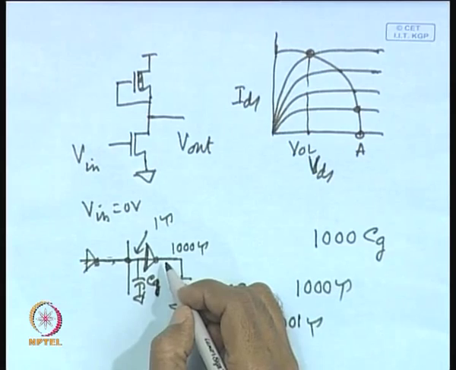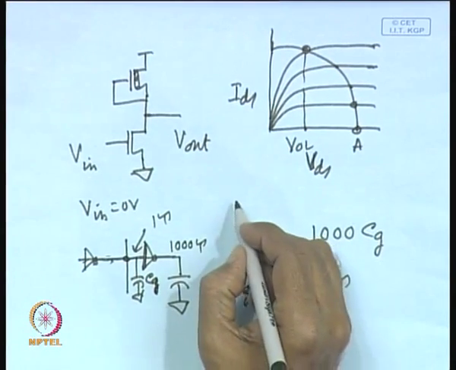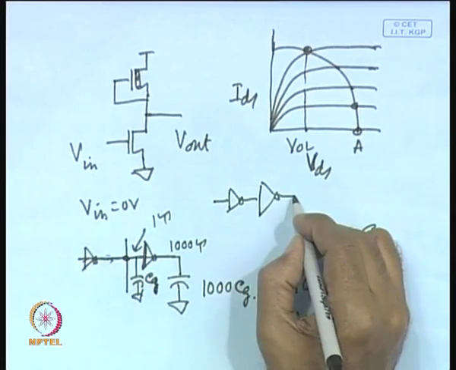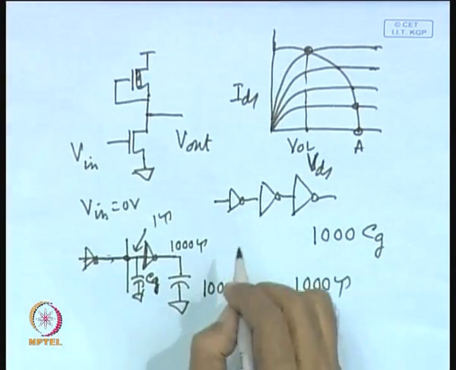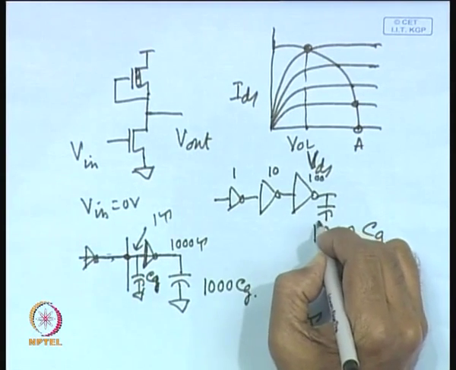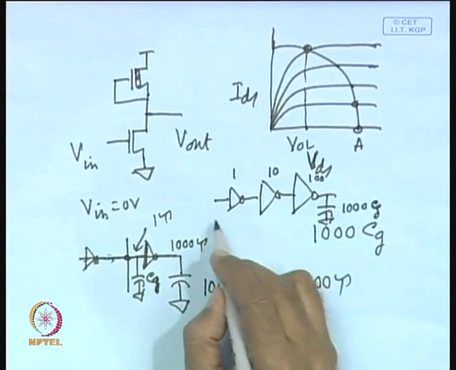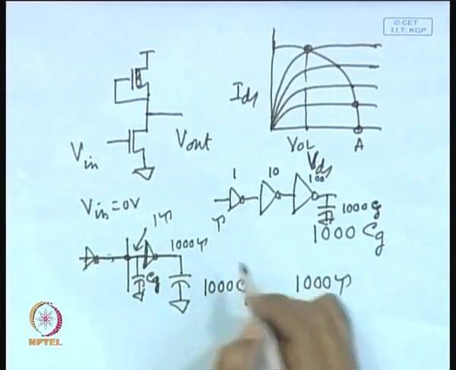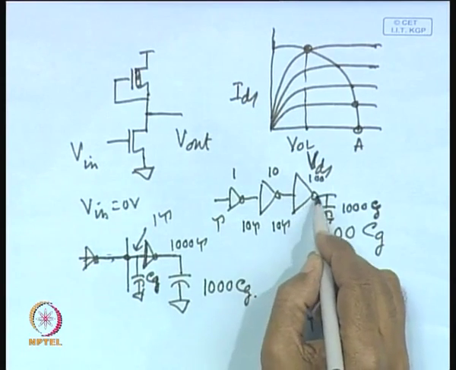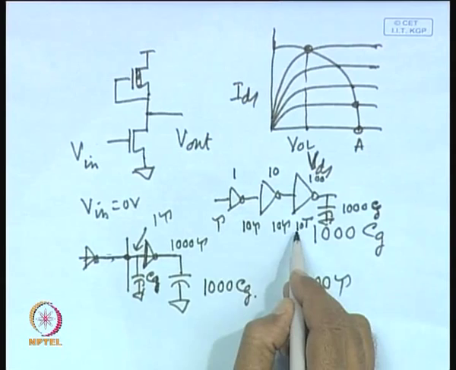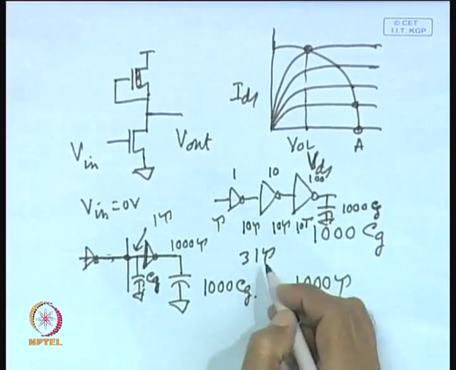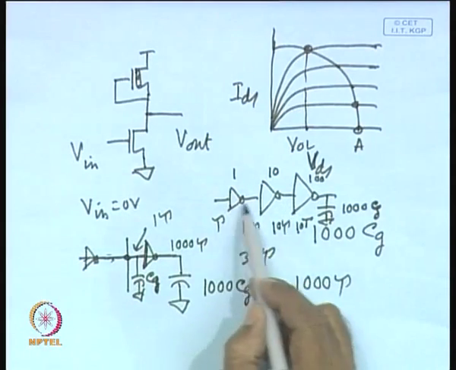Now, if you put several stages, like first you put one, then 10 times, then 100 times, so this is 1, then stage ratio 10, and here the ratio 10 again gives 100, you are driving this capacitance which is 1000 Cg. So, what will be the total delay? In driving this capacitance there will be tau, in driving the next there will be 10 tau, in driving the next a delay of 10 tau, and in driving this a delay of 10 tau. So, what is the total delay? 10 plus 10 plus 10 plus 1, so it will be 31 tau. So, this will be the delay in driving this through these three inverters.